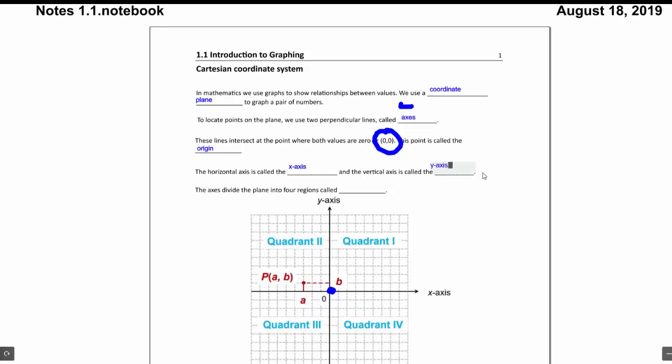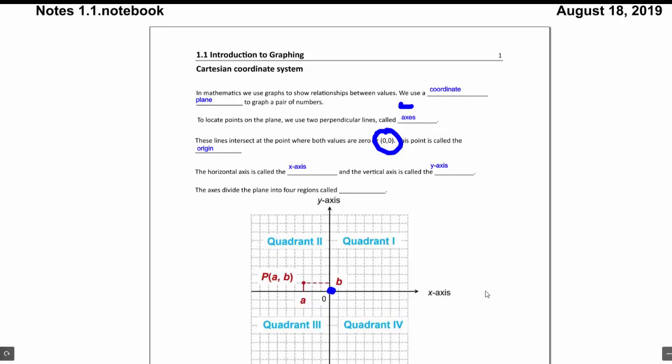And again, I'm getting used to this program. Sorry, I kind of missed the blank there. But the blanks there are x-axis and y-axis. The axes divide the plane into 4 regions, and you can see that here. See the four spaces? And by the way, these axes keep going, so it continues to divide that plane.